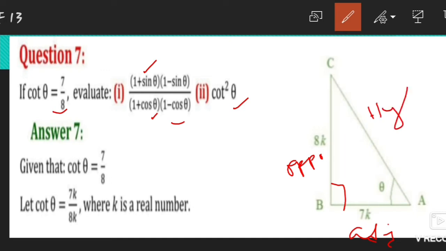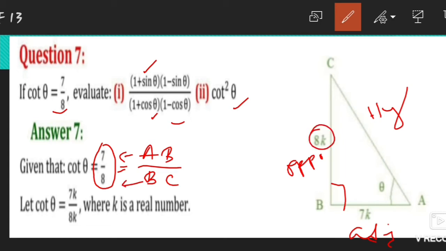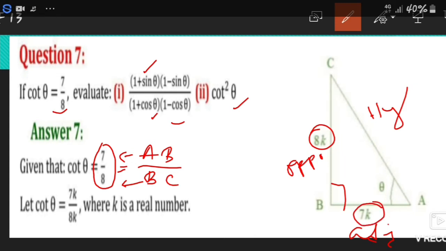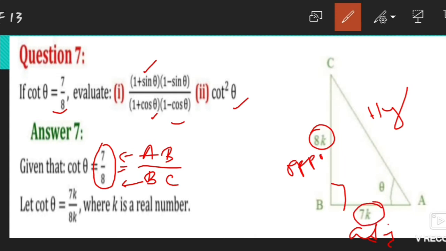Now given that cot theta is equal to 7 by 8, and cot theta is also adjacent by opposite. That means cot theta is equal to AB by BC, and it is given as 7 by 8. So you can consider AB as 7k and BC as 8k. That's why BC is equal to 8k and AB is equal to 7k. So by Pythagoras theorem, you can find the length of this AC side.